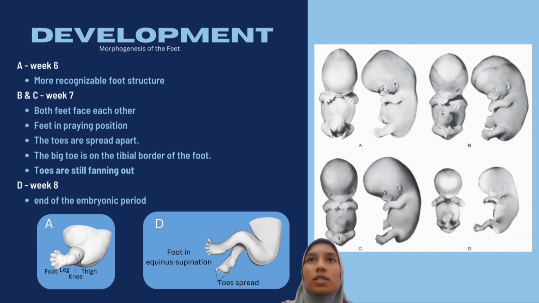On the 6th week, which is picture A, the foot structure is more recognizable. And on picture B and C, the 7th week, both feet face each other and the feet are in the praying position. The toes are spread apart and the big toe is on the tibial border of the foot, and the toes are still fanning out.